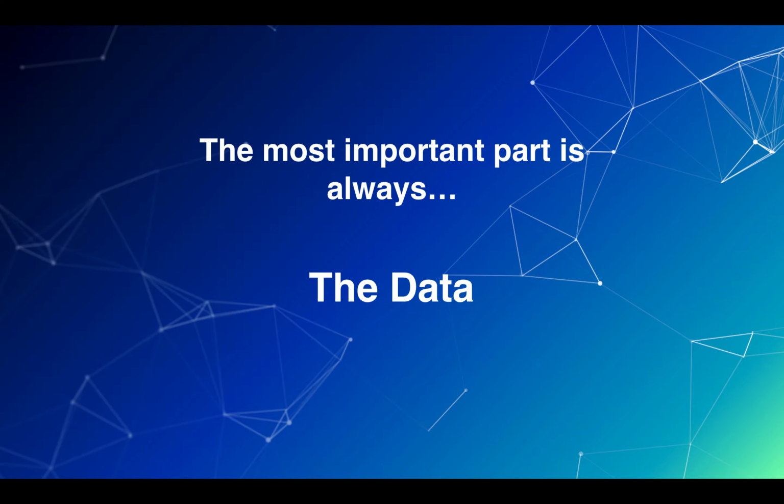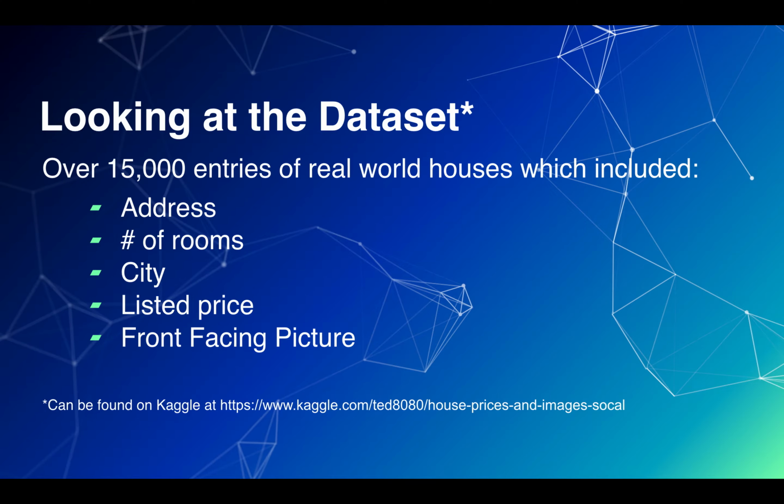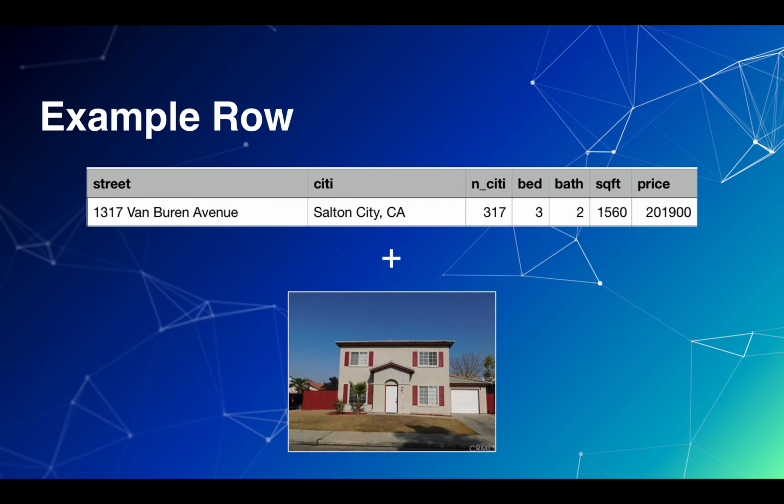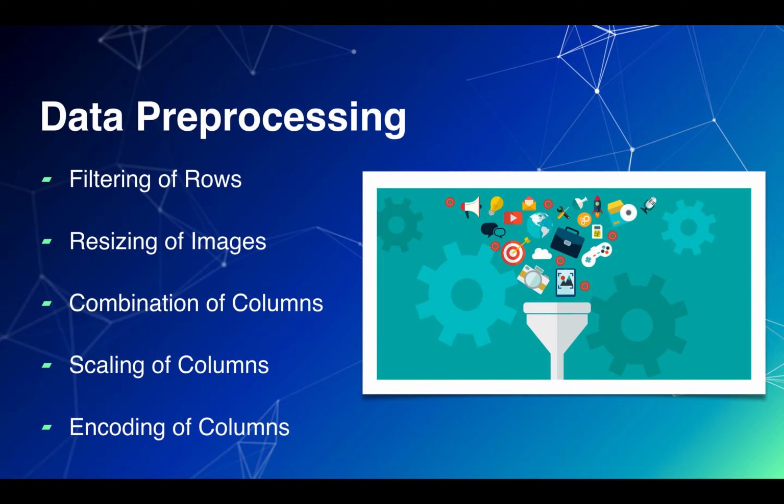So as with any artificial intelligence problem, the data is where you have to start. So we had about 15,000 rows. Each of them is a home, with each row consisting of an address, a number of rooms, city, listed price, and a front-facing image of the house. We have an example row here. We did a few data preprocessing techniques as listed here. I'm going to be going into each of them in a little bit more detail.